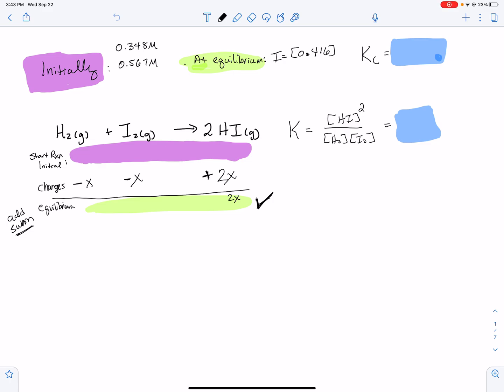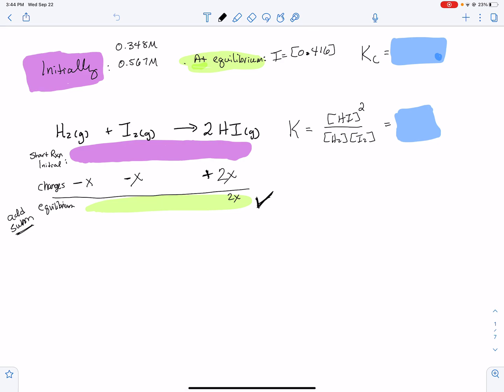All right, so I have this problem color-coded here. Again, it's the 3 pieces of information: the purple, the green, and the blue. Right now we have initial information, and it needs to tell you what it is. That's the initial concentration of H2, and this is the initial concentration of I2. At equilibrium, we have this value.